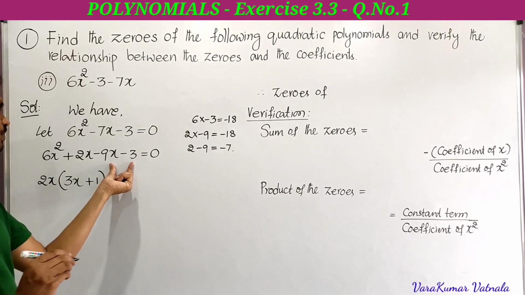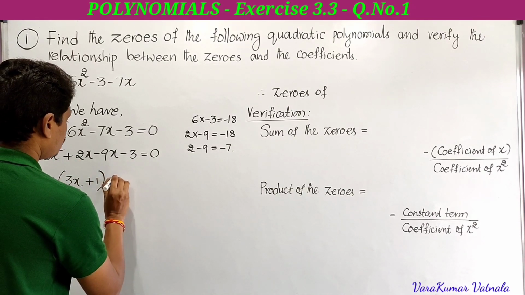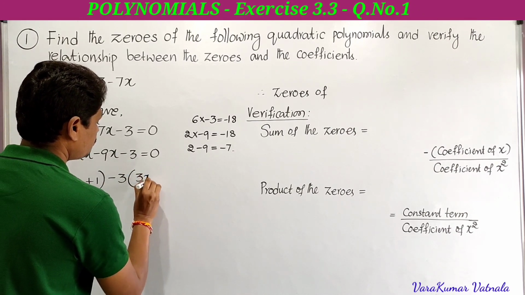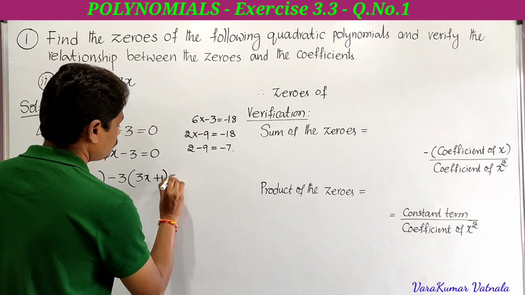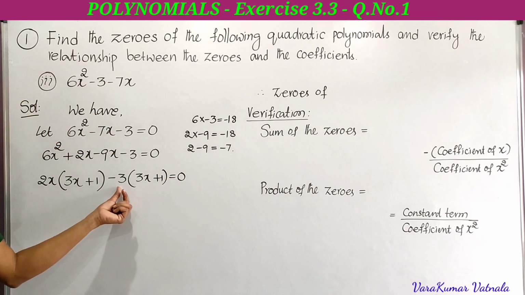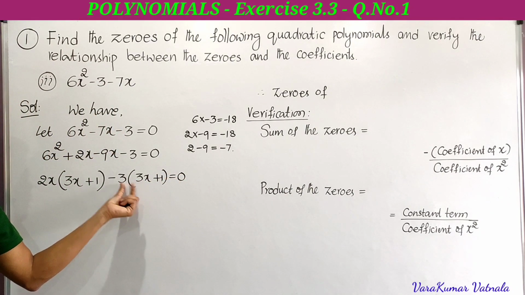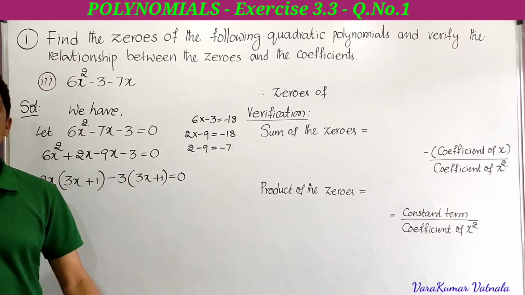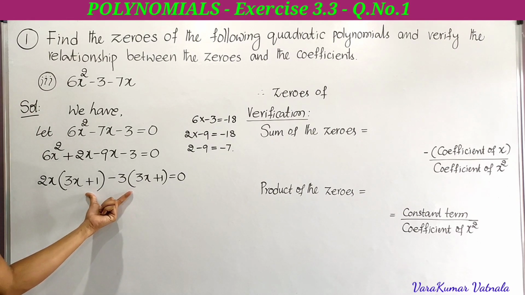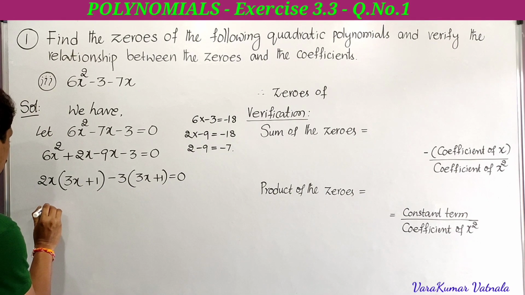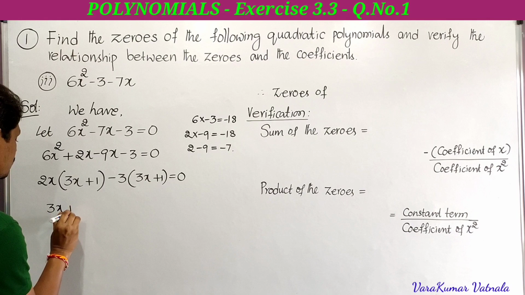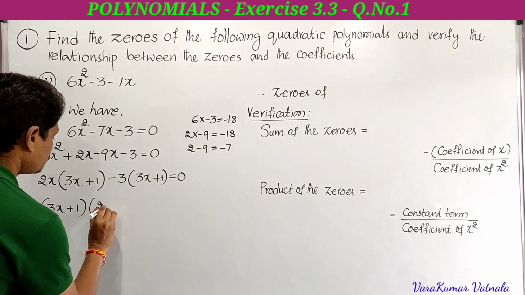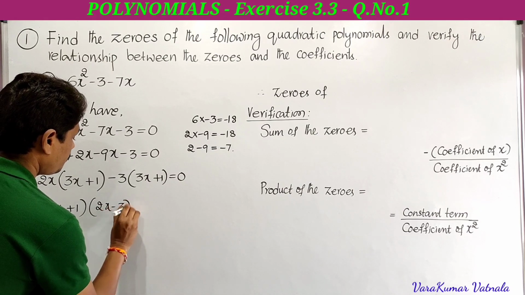In the other two terms, −3 is common. Taking −3 common, we get 3x + 1. Multiplying −3 by 3x gives −9x, and −3 by +1 gives −3. So in these two terms 3x + 1 is common again. So I am writing (3x + 1)(2x − 3) = 0.